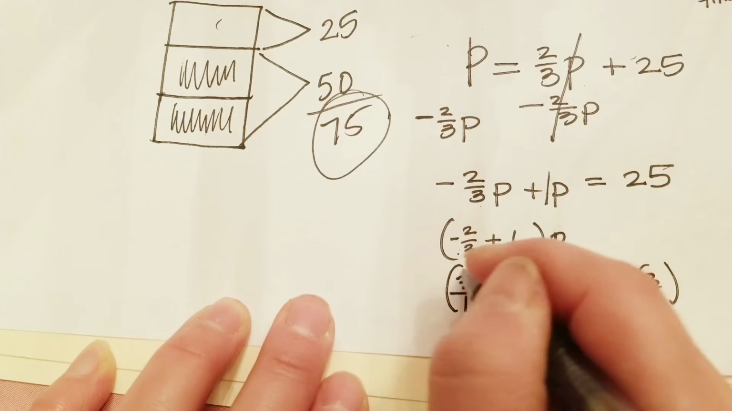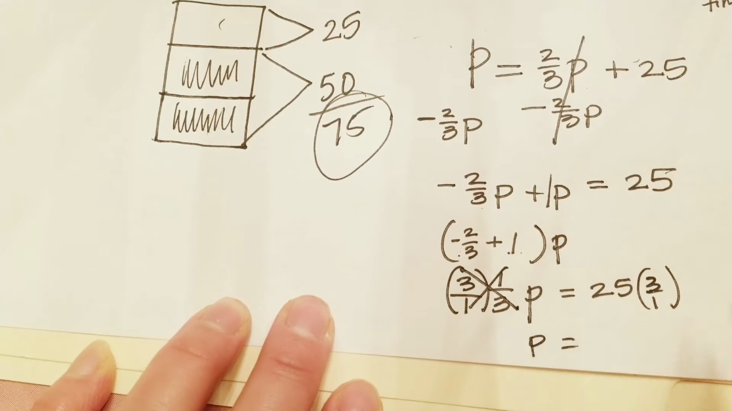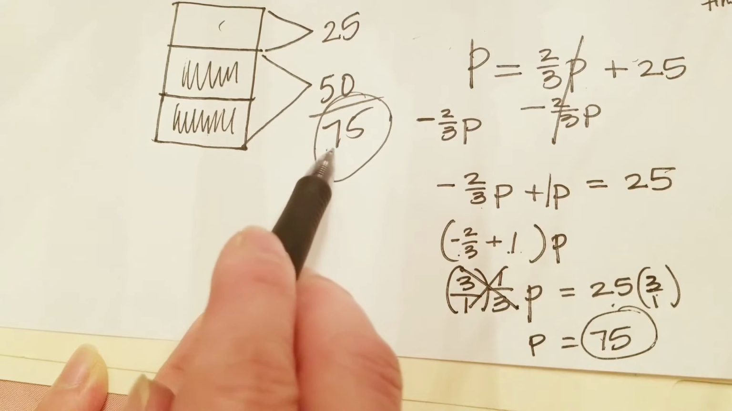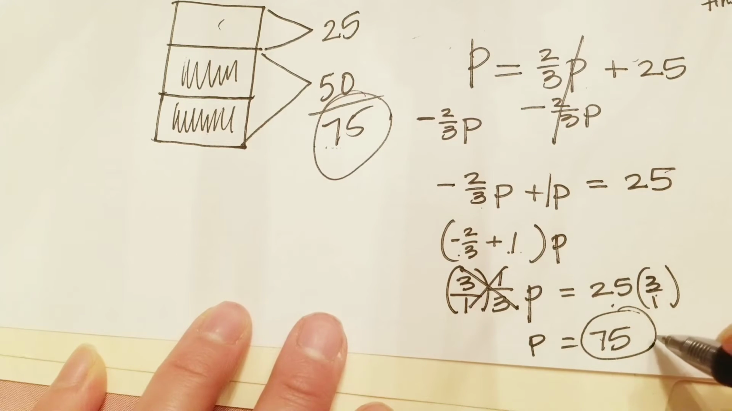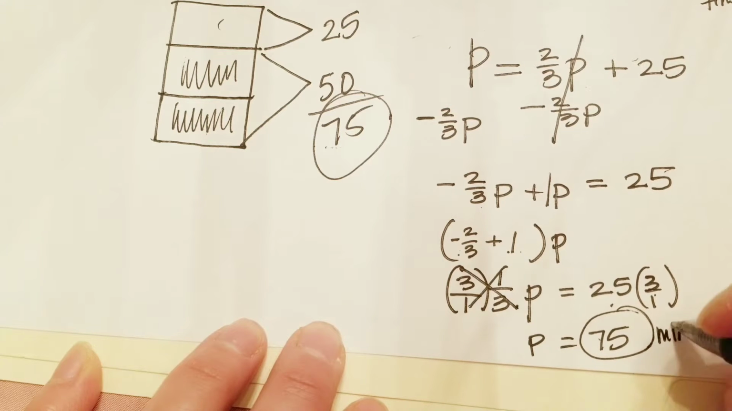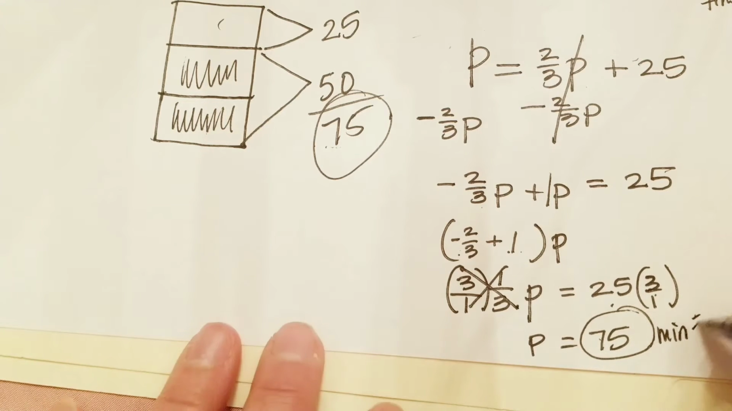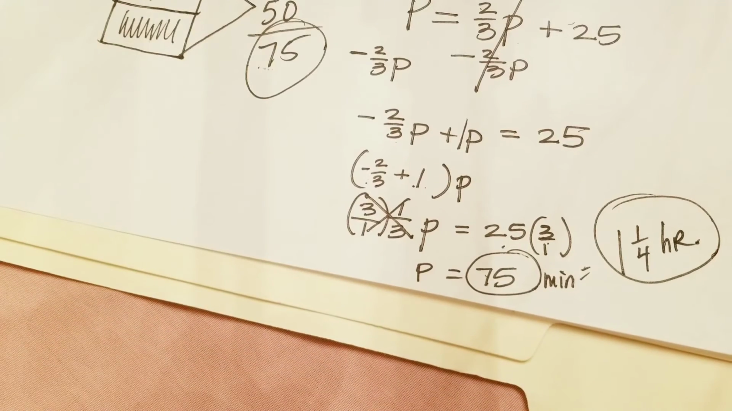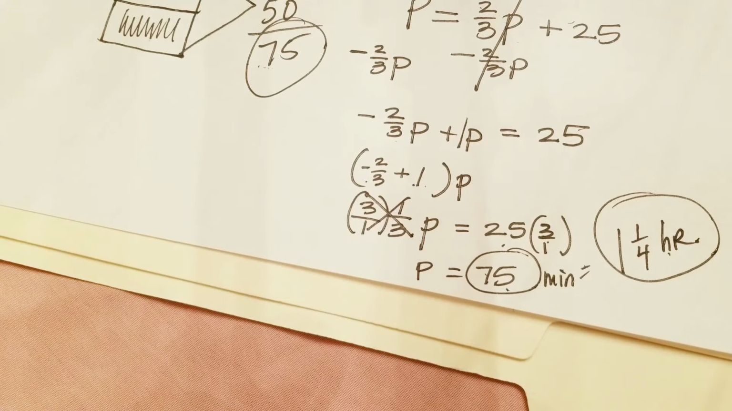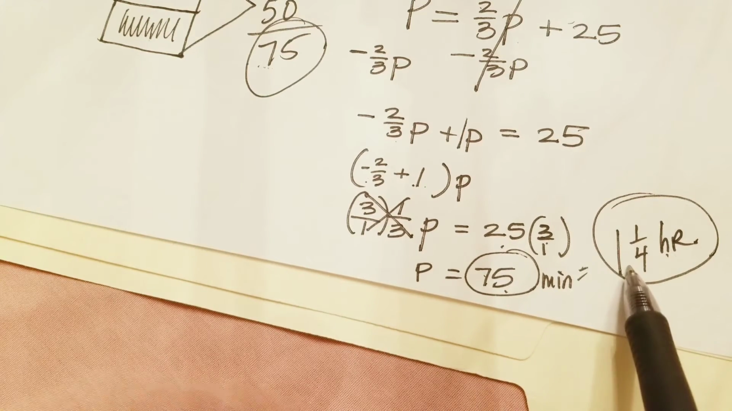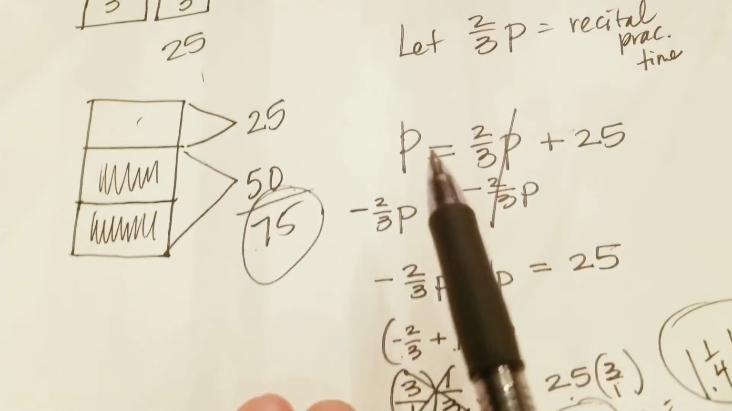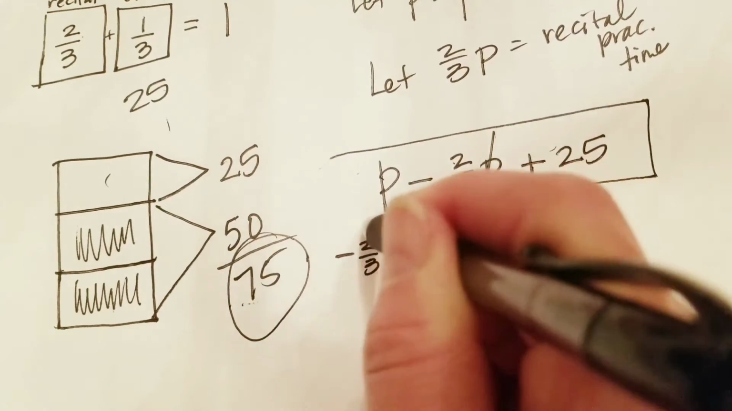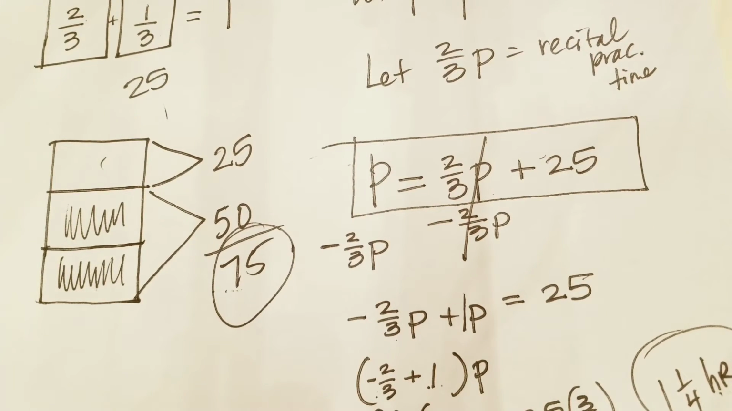3 or 3 over 1, both work. If those cancel, we're left with P. 25 times 3 is 75. And it matches up with our little visual up here. So 75 minutes of practice also equals 1 1/4 hours. So either one works. Remember, you need an answer, you need to solve for P, and then you also need an equation. So our equation was right there: P equals 2/3 P plus 25.